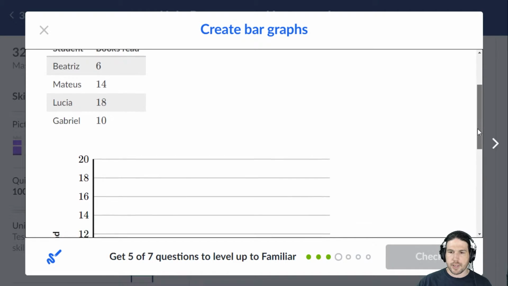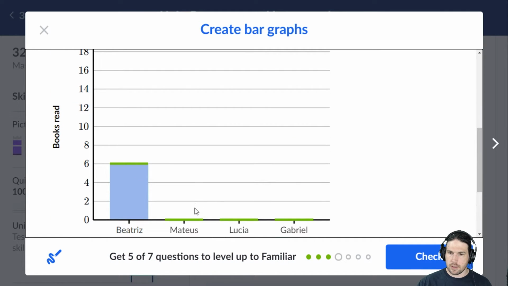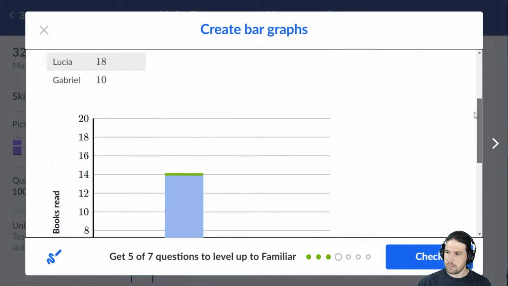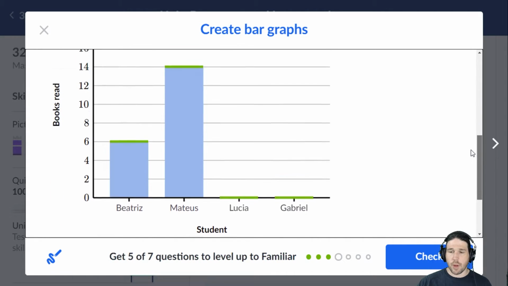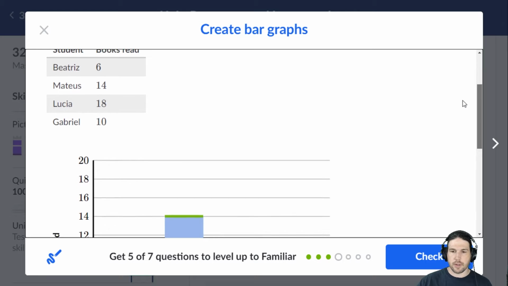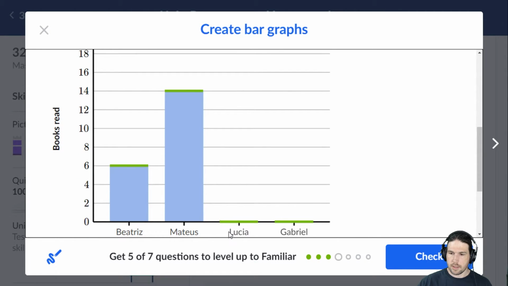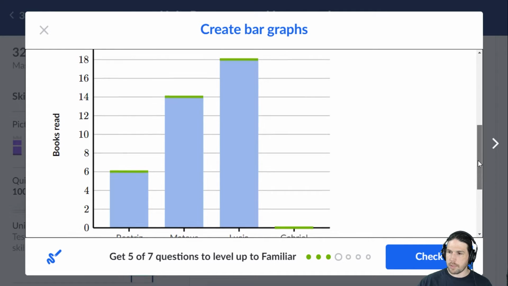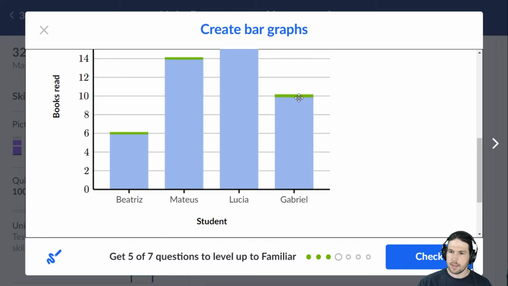So Beatrice had 6. Mateus had 14. Lucia. Silver Key says, I won things like that. Yes, I also did very well in those kinds of competitions. Lucia has 18. That's probably why I am insufferable now. Gabriel, 10.